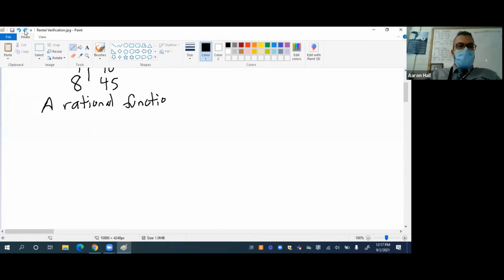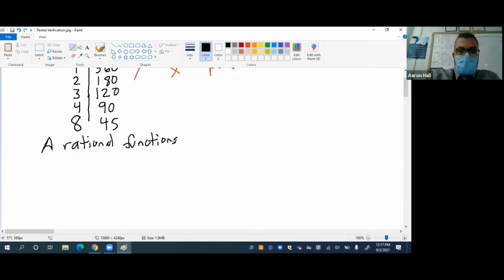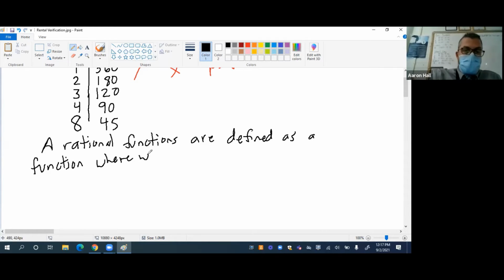Right, so rational functions are defined as a function where we have a polynomial divided by another polynomial.